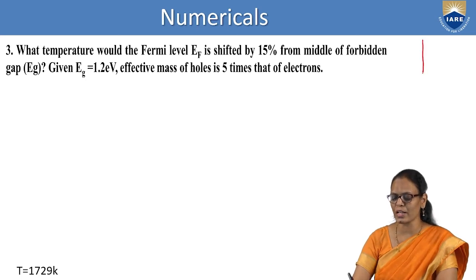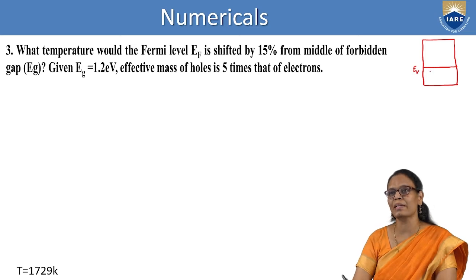So when we are talking about an intrinsic semiconductor, if this is the valence band, this is the topmost level of the valence band EV, and if this is the conduction band, this is the lowest level of the conduction band EC, and this is what we call EG. That is the gap between the conduction band. This is the conduction band and this is the valence band.